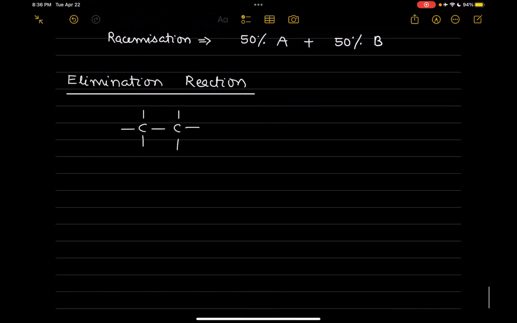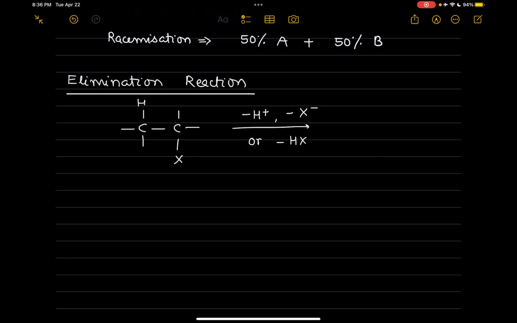Are you getting my point? So you do not remove only one group, you remove two groups. So there is a halogen and there is an H. You remove H plus and X minus. Okay, you remove both of them. Or I can write it like this, minus HX. For example, if this is H-C-Cl, you remove HCl from the adjacent carbon. So it is the removal of two groups.